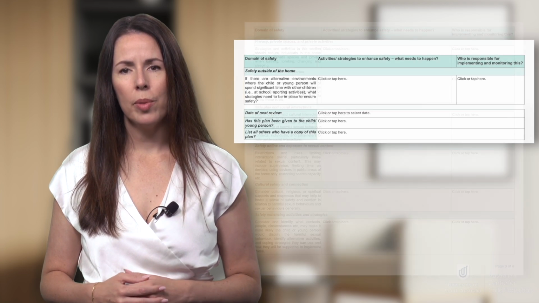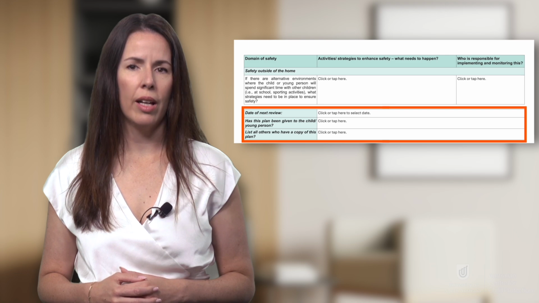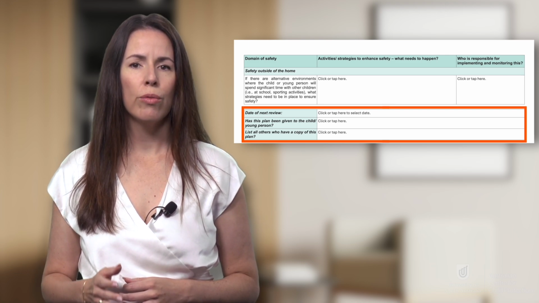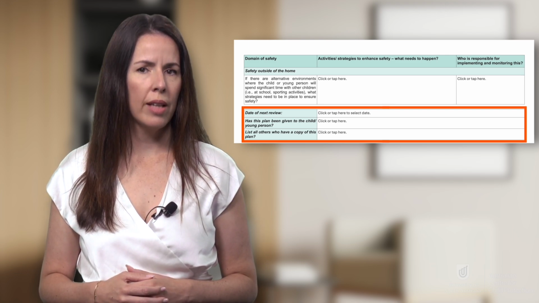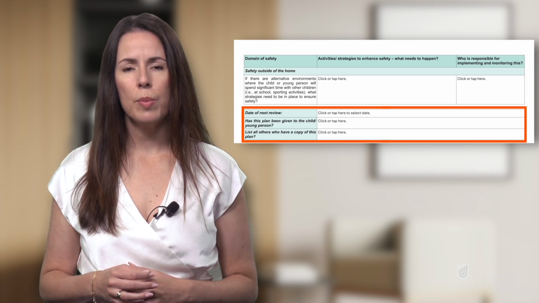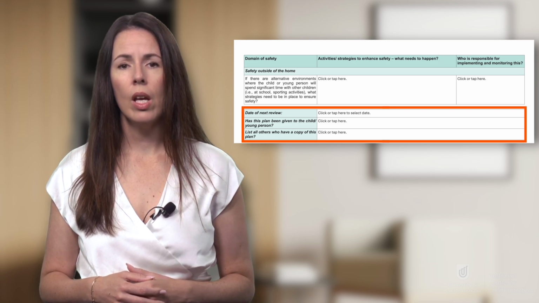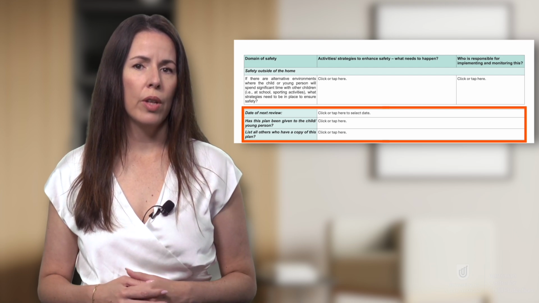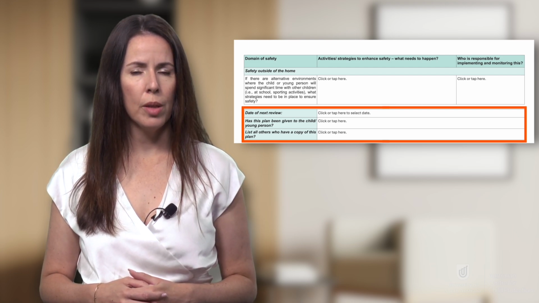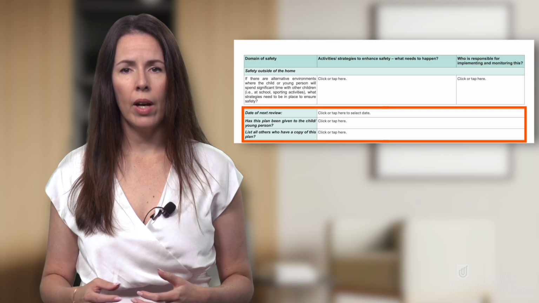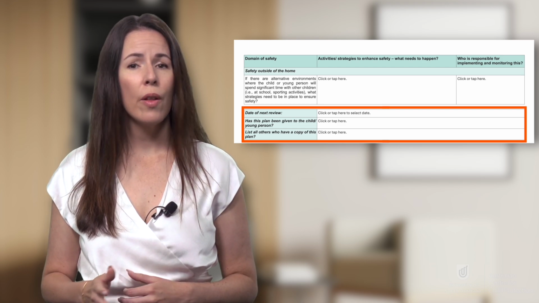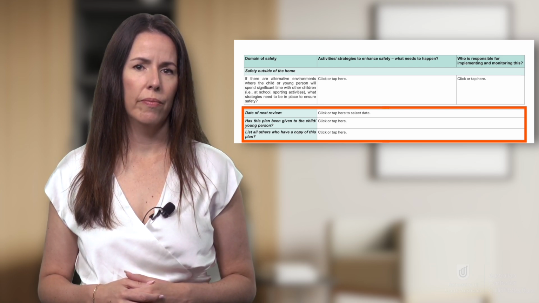In the final part of the plan, you'll need to set a review date. Regular reviews are really important because they help ensure the safety plan stays effective, especially as the child's circumstances or behaviours evolve over time. The aim is to support the child or young person to develop healthy relationships, display appropriate behaviour and enhance their well-being so they'll no longer need a safety plan.